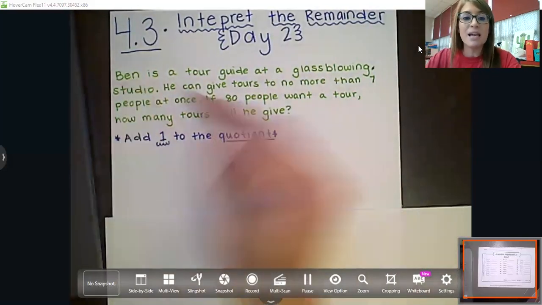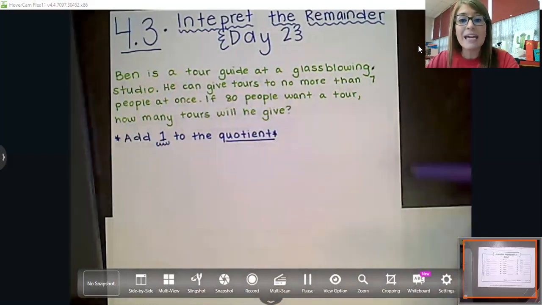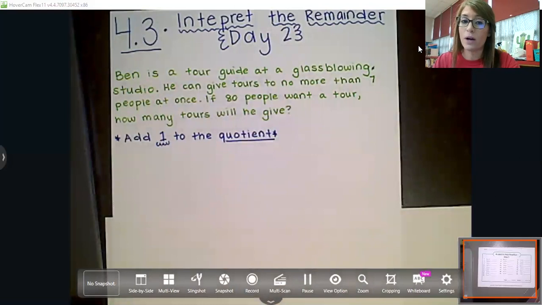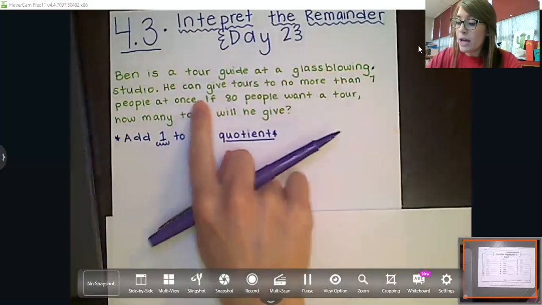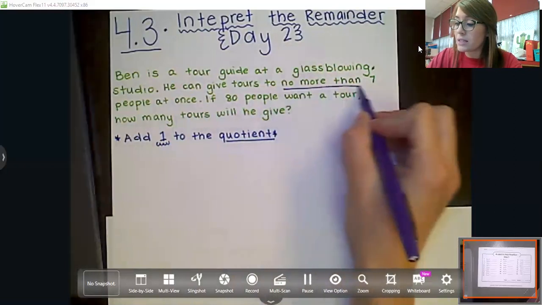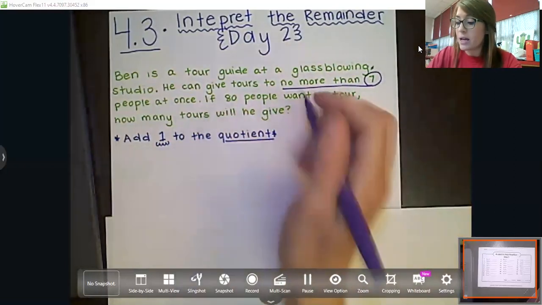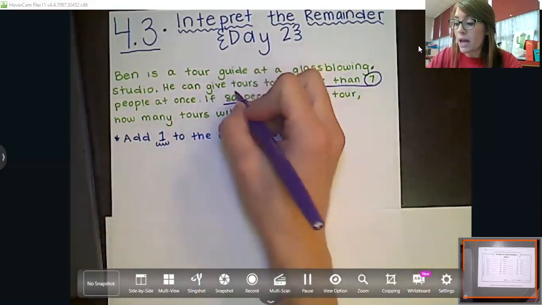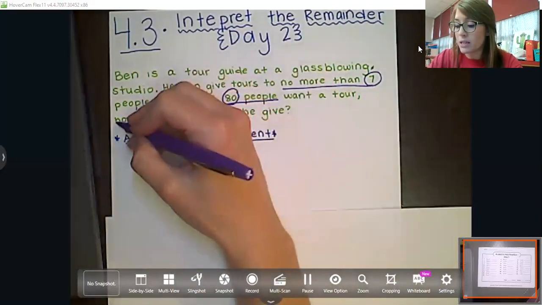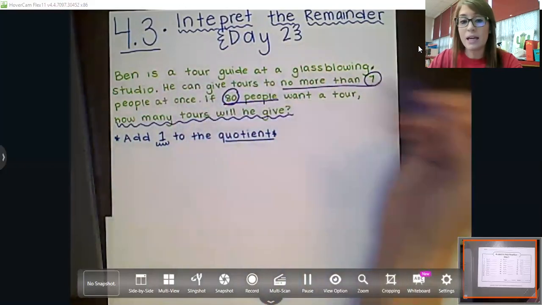Okay, so it says Ben is a tour guide at a glass blowing studio. He can give tours to no more than 7 people at one time. If 80 people want a tour, how many tours will he give? On Friday, we were talking about how many tours he could give to groups of 7. Today, we're going to look at how many he is going to have to give in all. So first things first, let's look for our important numbers. He can give tours to no more than 7 people at once, and 80 people want a tour. And our question is, how many tours will he give?